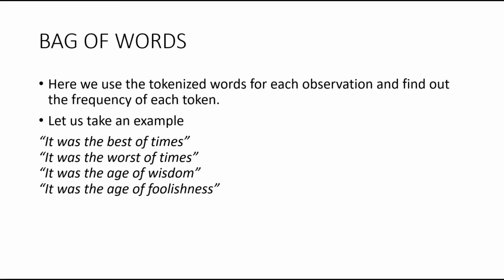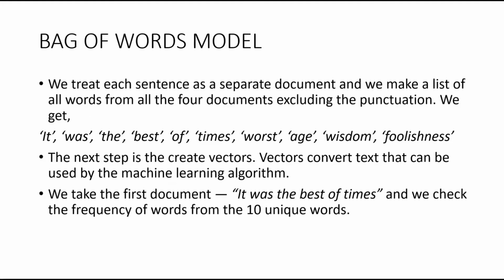Bag of words. Here we use the tokenized words for each observation and find out the frequency of each token. Frequency is the number of repetitions. Here, how many times a word is repeating, that is frequency. Let's take an example. It was the best of times, it was the worst of times, it was the age of wisdom, it was the age of foolishness. So these four sentences, let's take.